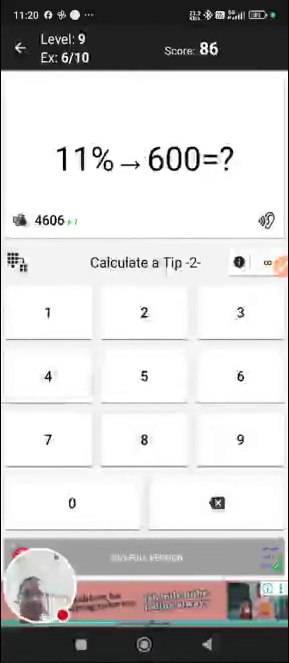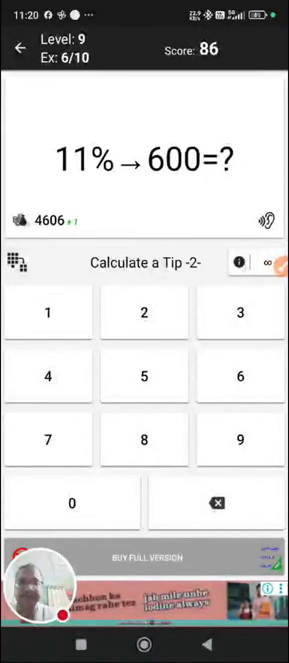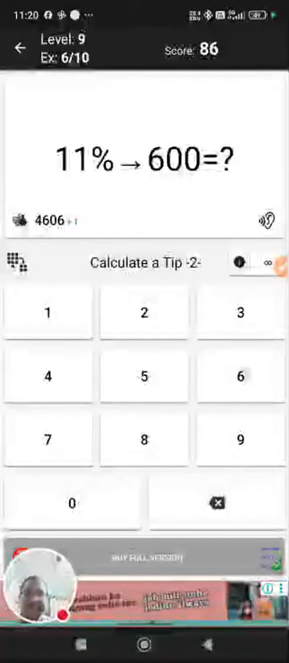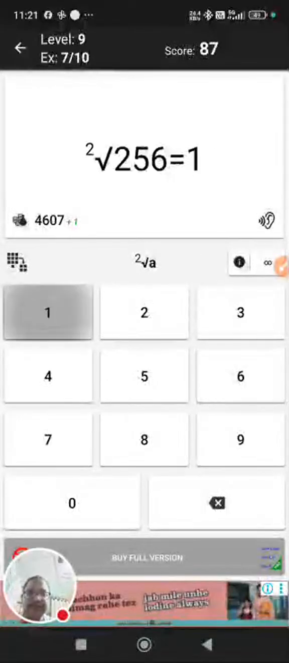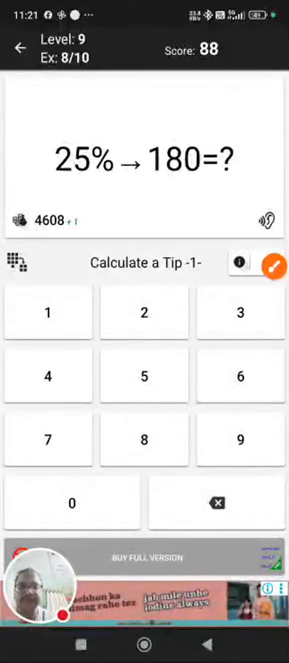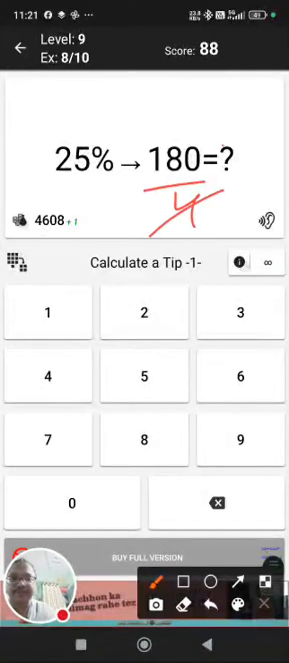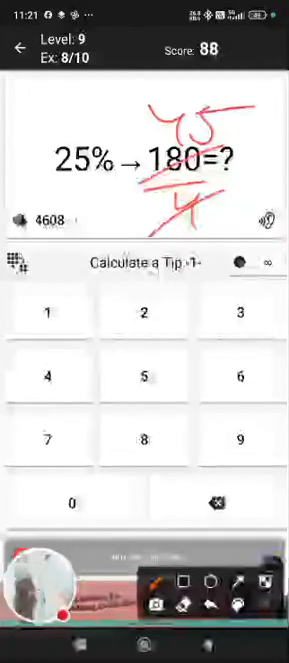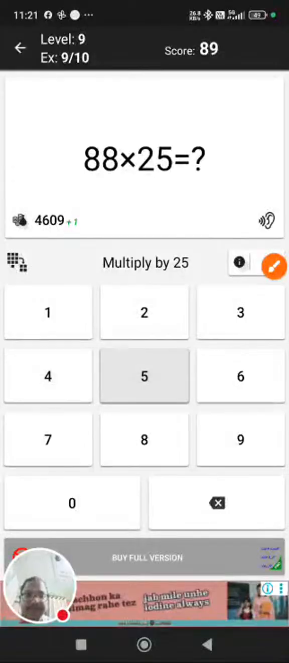Next one, 11 percentage of 600. Percentage and the double zeros cancel. 11 6 times 66. This will be 16 divided by 4. 4 times and 5 times 45.